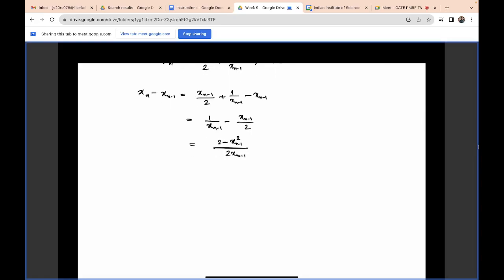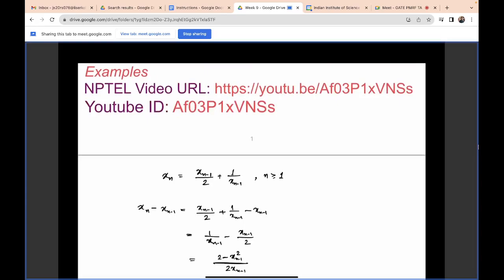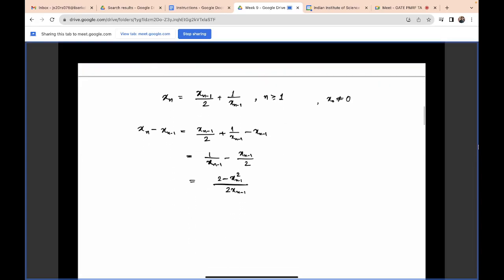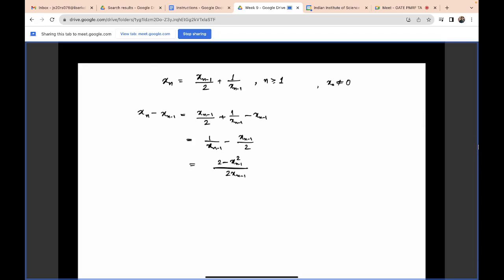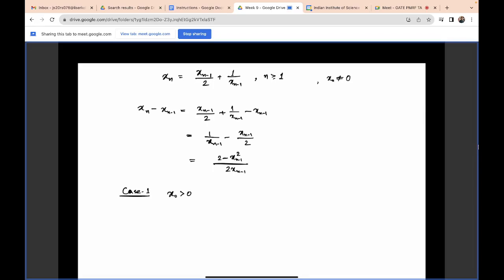So let's first start. Two cases are needed here. Note that x_0 should be non-zero, otherwise this will not be well defined. So let's first take the initial condition that x_0 is positive. Case 1: x_0 is positive. Then what will happen? If x_0 is positive, then by how the sequence is defined, all x_n's are positive. So x_n becomes a positive sequence, x_n greater than 0 for all n in the natural numbers.